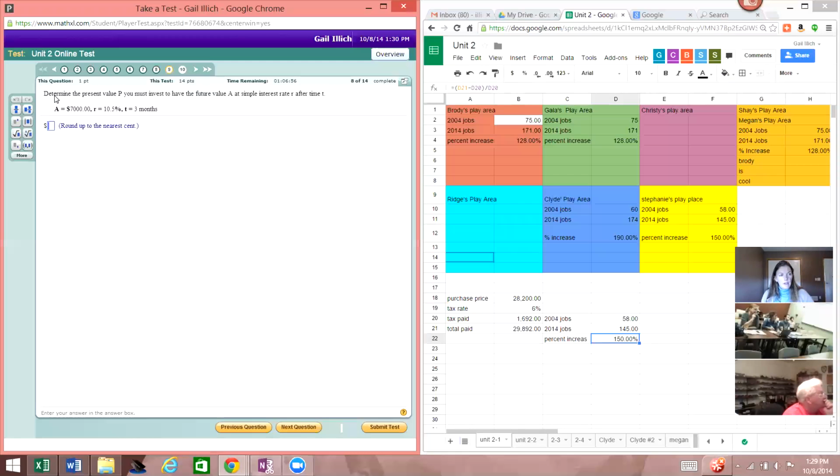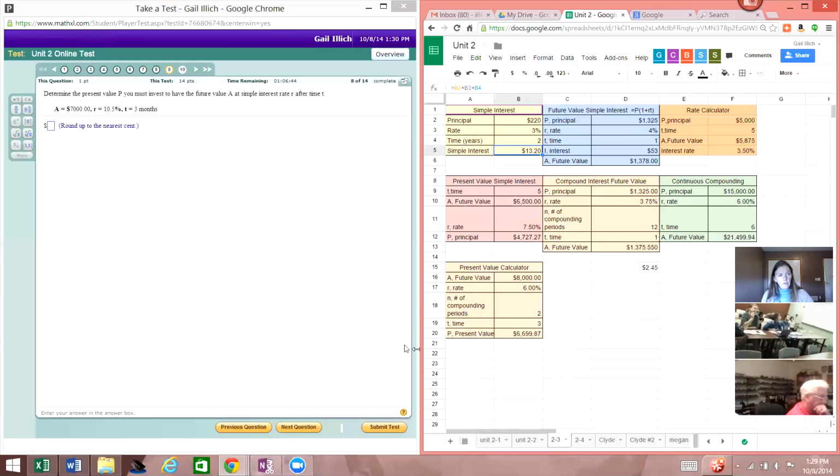Number 9. Determine the present value P you must invest to have a future value A at simple interest rate R after time T. So that's back in section 2.3, I think. And we have to figure out what the principal needs to be. So I think that's this one. We want to find the P. Okay. What are you going to do with a time of 3 months? 3 divided by 12. Good, yeah, because it's always in part of a year. So 3/12.